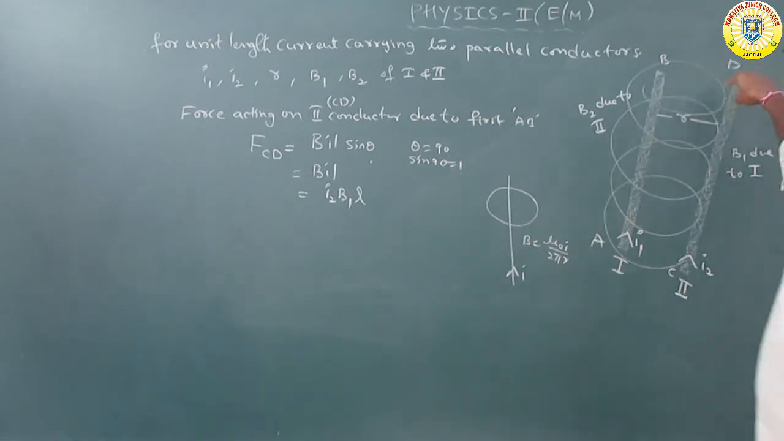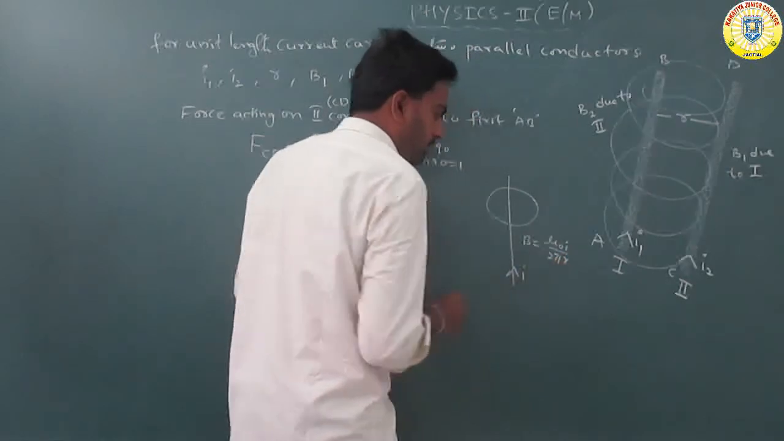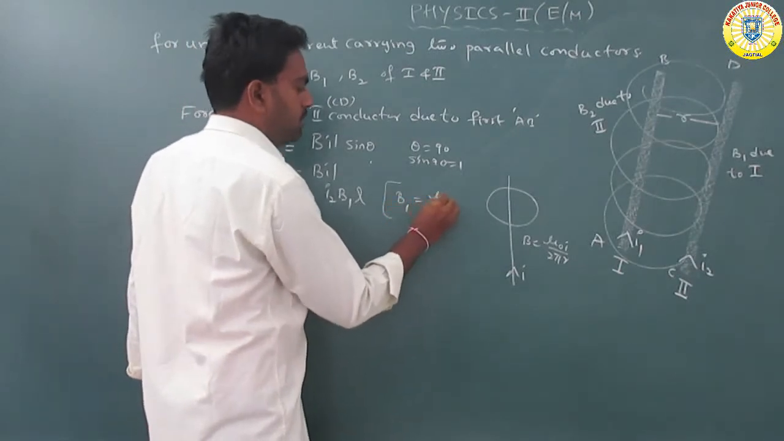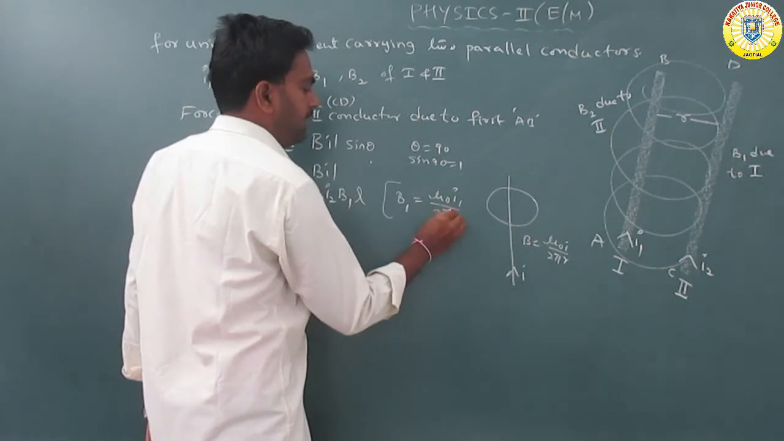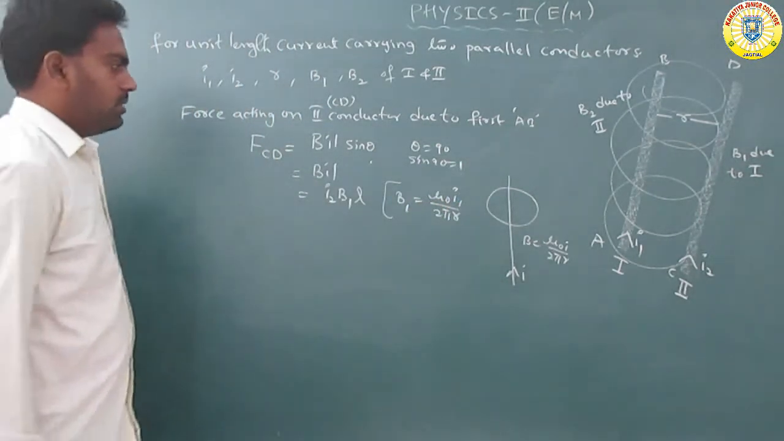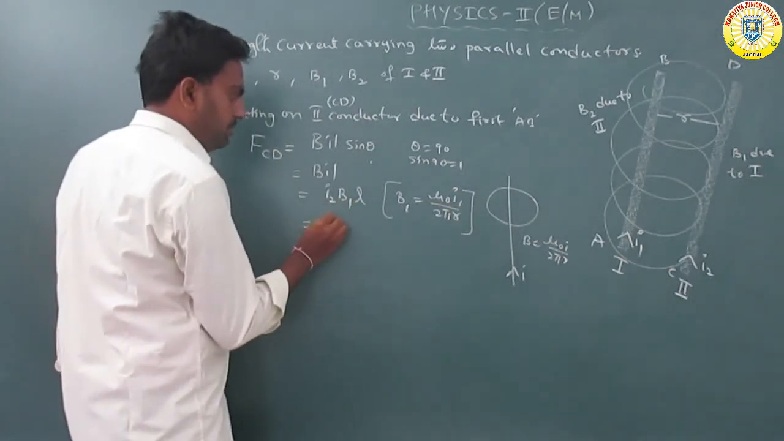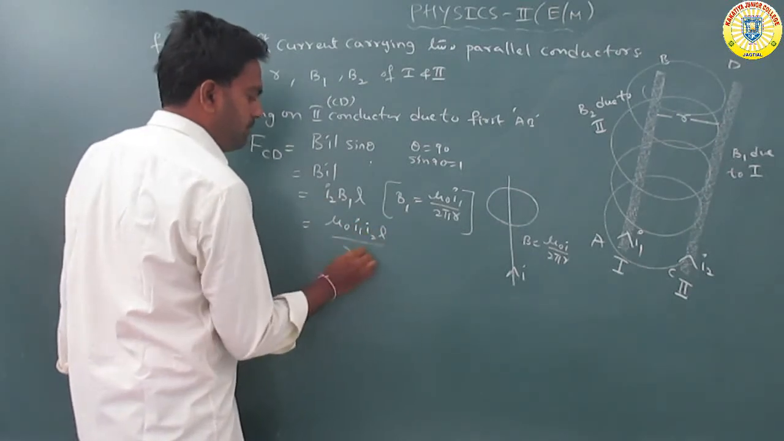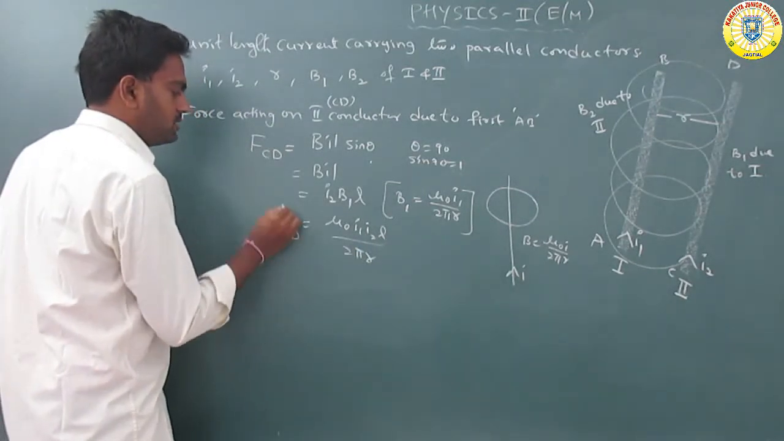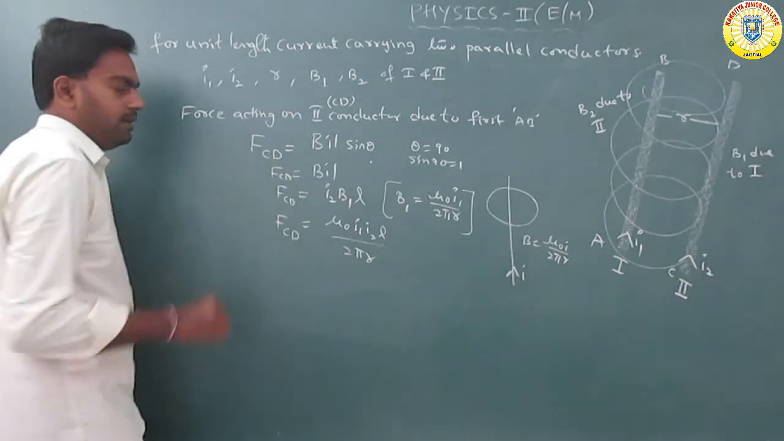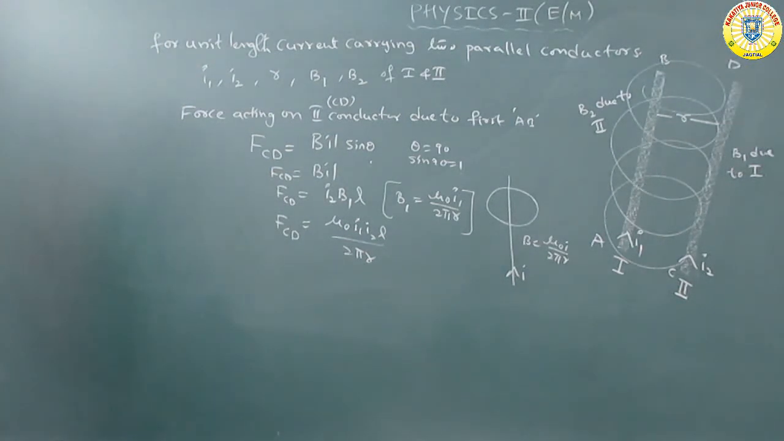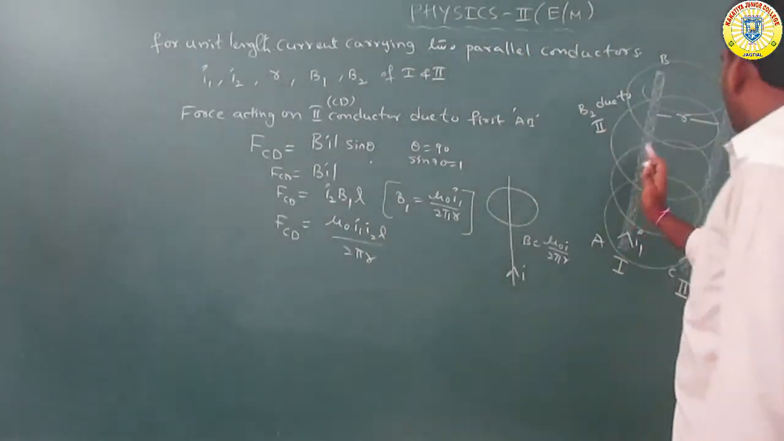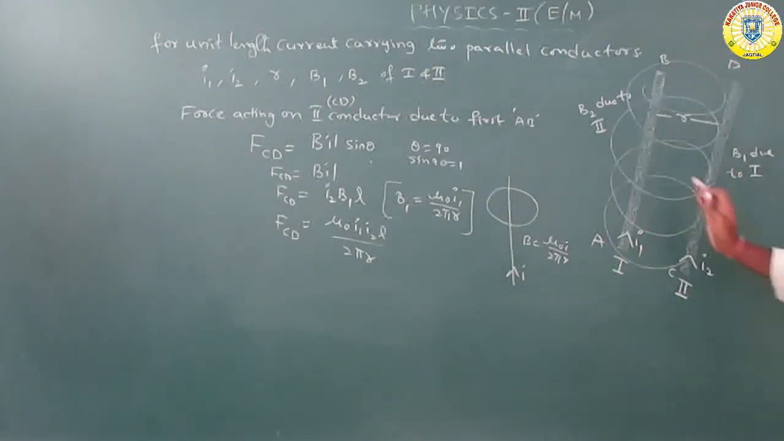So the magnetic field on a closed loop is B equals mu naught I by 2 pi r. But here, B1 is equal to mu naught I1 by 2 pi r. Now substituting in the equation, we get mu naught I1 I2 L by 2 pi r. So this is the force acting on CD. So what is the force acting on the conductor CD? Mu naught I1 I2 into L by 2 pi r.